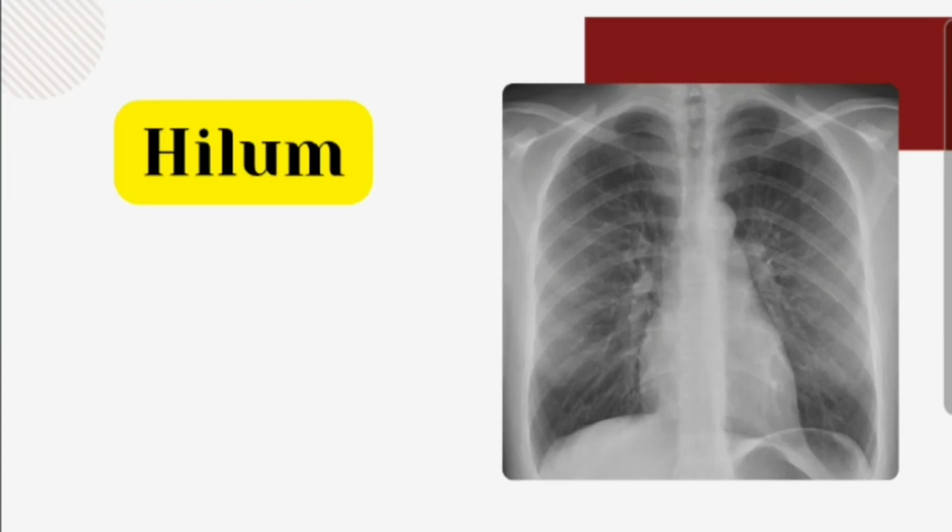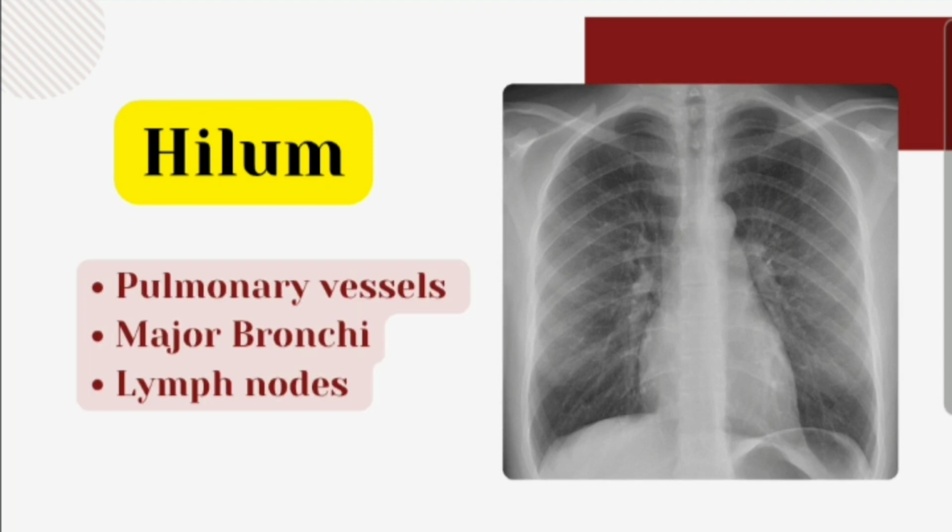Then come the hilar structures. These include pulmonary vessels, major bronchi, as well as lymph nodes. Hilar enlargement can be unilateral or bilateral. Unilateral enlargement can be seen in malignancy, while bilateral enlargement is seen in sarcoidosis.